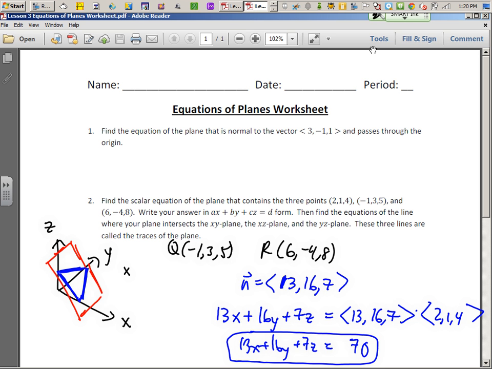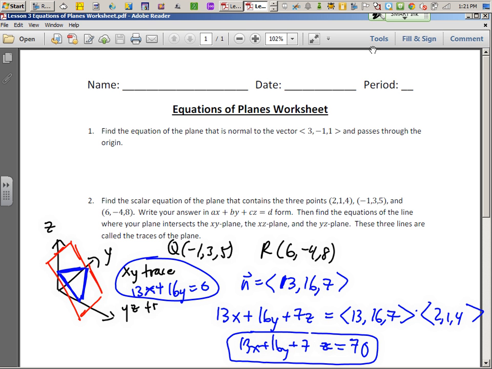If you want to find the xy trace, you basically cover up your z. You just make your z 0, and you get 13x plus 16y equals 70. That's your xy trace.